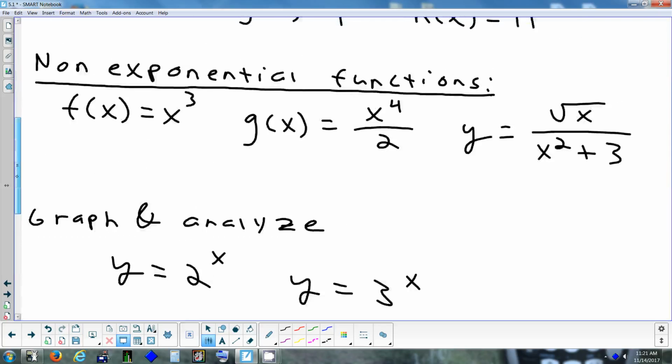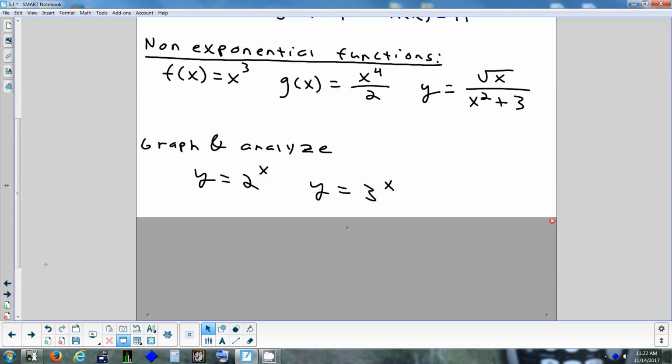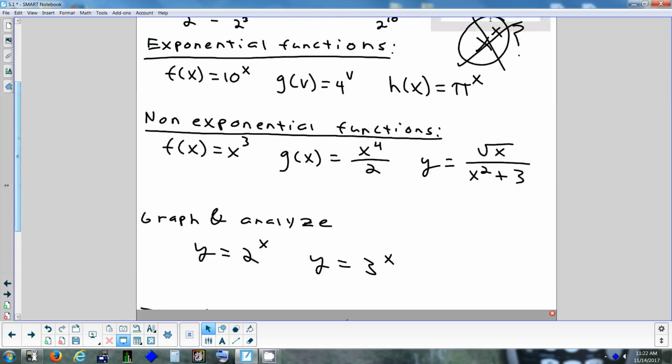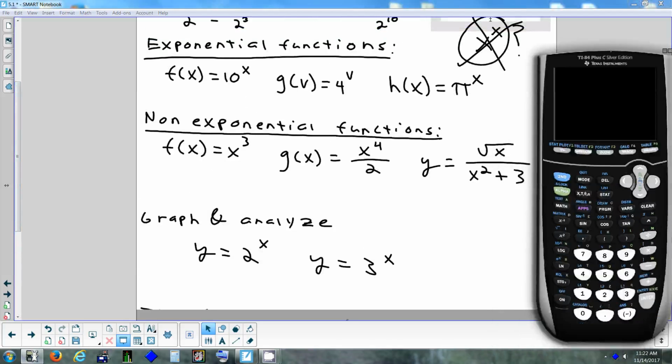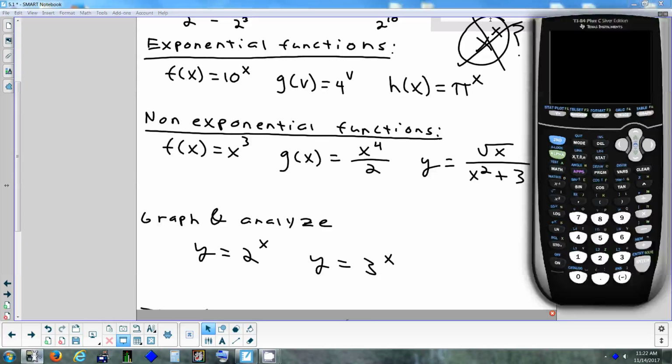Can you go back a little bit? All right, so let's graph 2 to the x and 3 to the x. Which one of those do you think is going to curve up quicker? 3 to the x. Yeah. 3 to the x is going to curve up quicker. Okay, let's just graph them both, and I'll put a picture so you can see it.